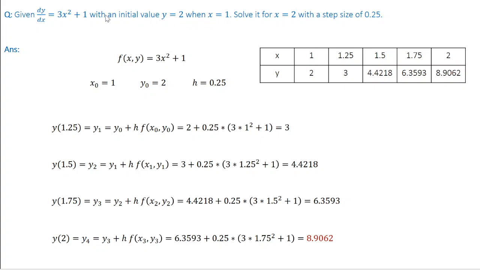When x equal to 1, 1 cube plus 1 is 2. Okay, so you get y equal to 2 when x equal to 1. Similarly, when x equal to 2, 2 cube is 8. 8 plus 1 is 9. So your exact solution is 9, and numerically you get 8.9062, which is very close to 9. That's why we always say numerical solution is an approximate solution. And if you want to improve the accuracy, instead of a step size of 0.25, probably you can take a step size of 0.1. So in that way you will get a value which is much closer to 9.